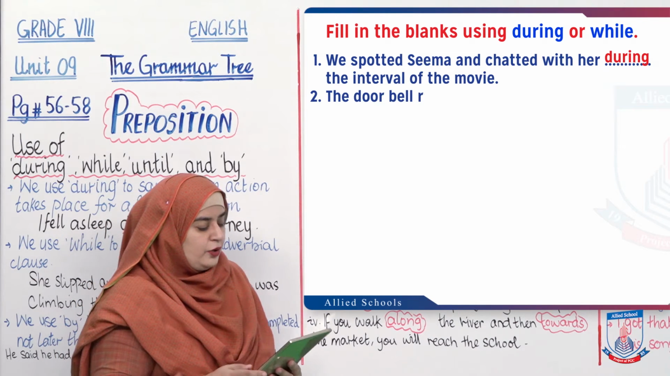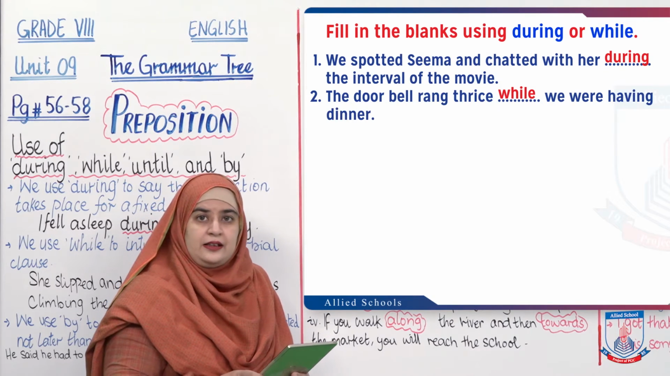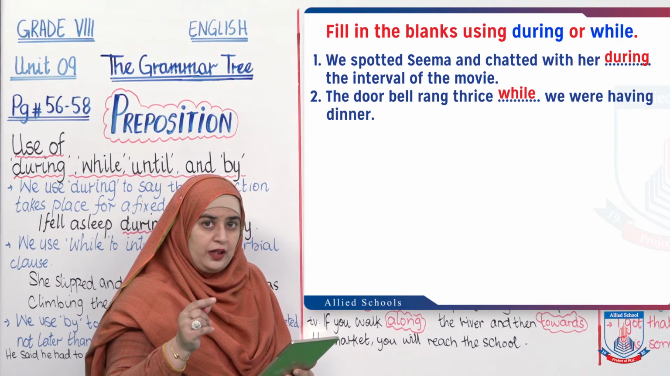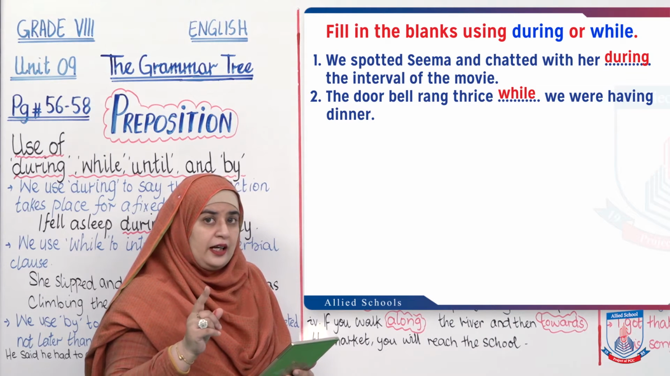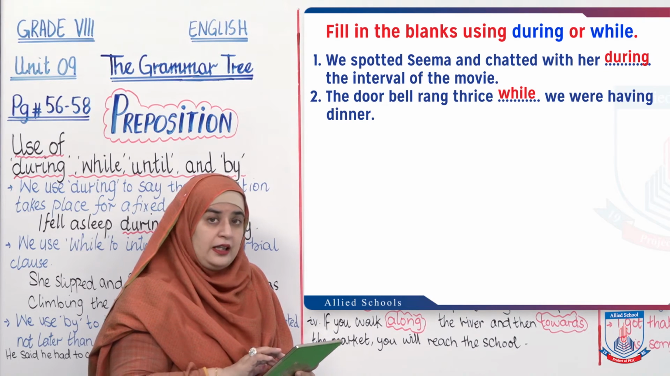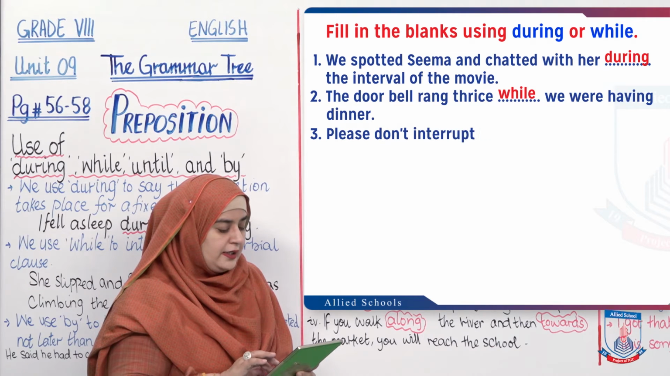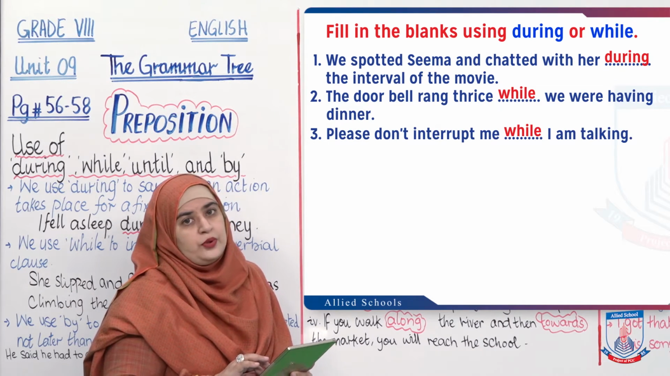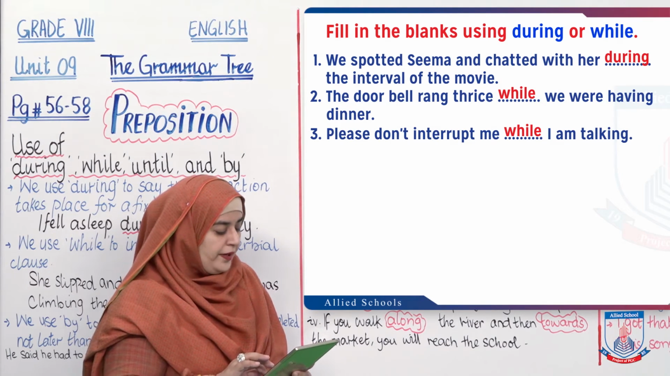Next is the doorbell rang thrice while we were having dinner. Specific time है, ending time है और उसके वक्त doorbell ने ring किया. ठीक है. while और ये क्या है? कब ring किया? while they were having dinner. ठीक है. adverb clause. Please do not interrupt me while I am talking. When you are not supposed to interrupt me, when I am talking, while I am talking.